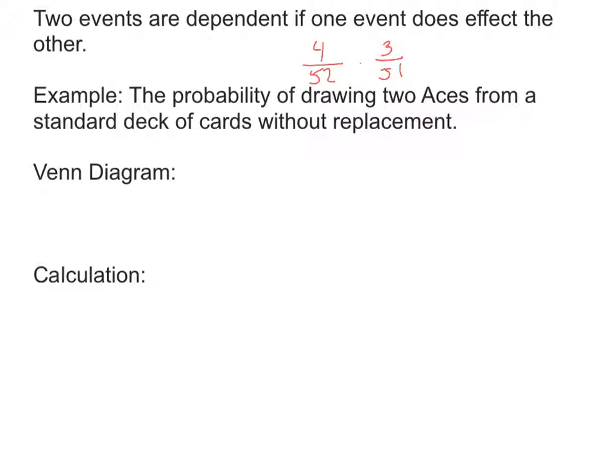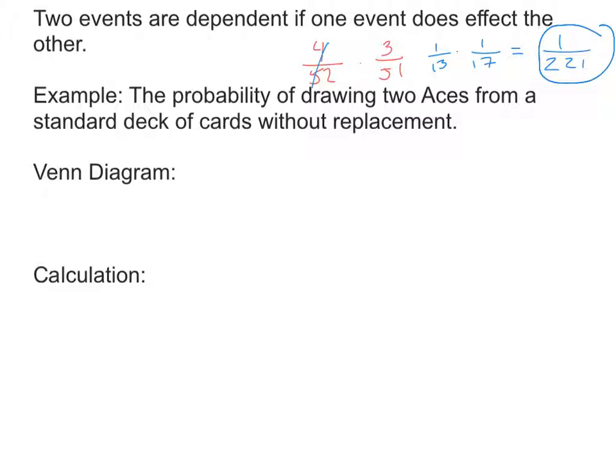And we would still multiply these together. But I can do some simplification first. The 4 and the 52 becomes 1/13. The 3 and the 51 becomes 1/17. And 13 times 17 equals 221. Probability of that happening is 1 out of every 221 tries.